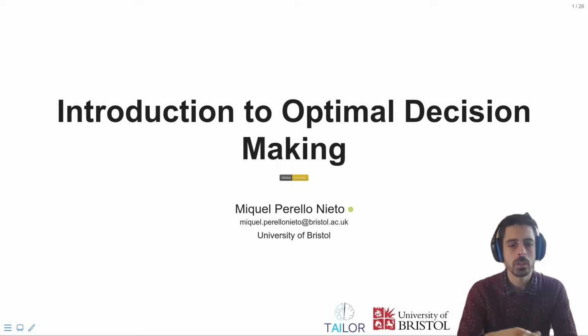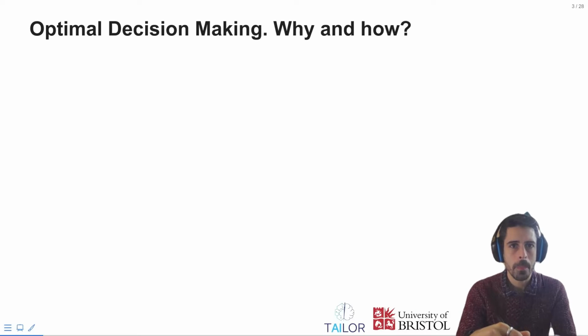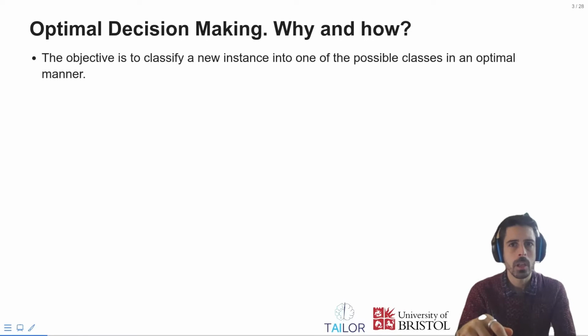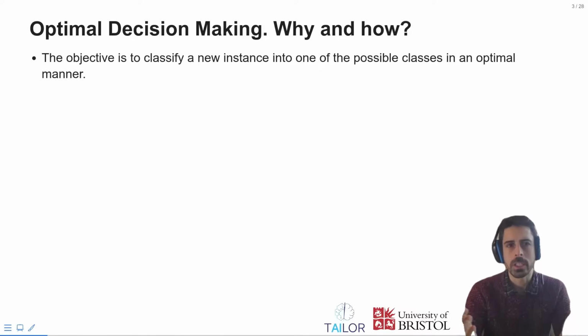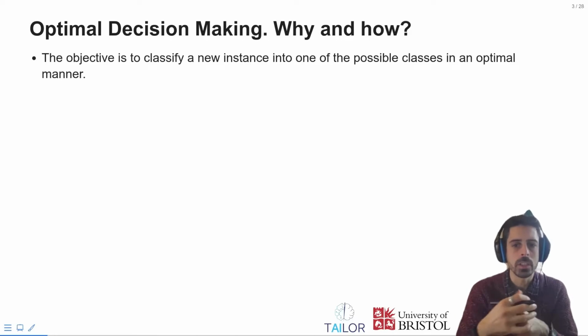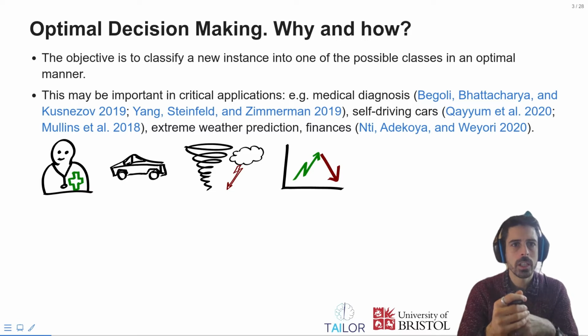And here in this subsection, we'll start with the motivation. Why are we interested in optimal decision making, and how can we do that? In the context of multi-class classification, the objective of a classifier is, given a new instance, to be able to predict to which class it belongs among a set of possible classes. This may be very important in certain critical applications, like medical diagnosis. For example, making a wrong prediction may have fatal consequences.